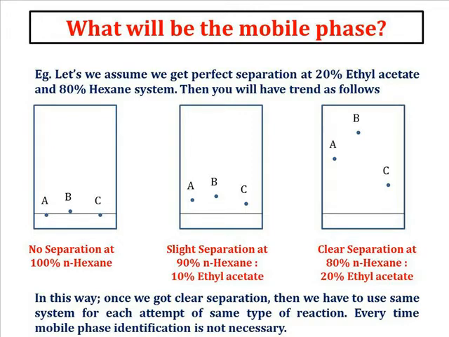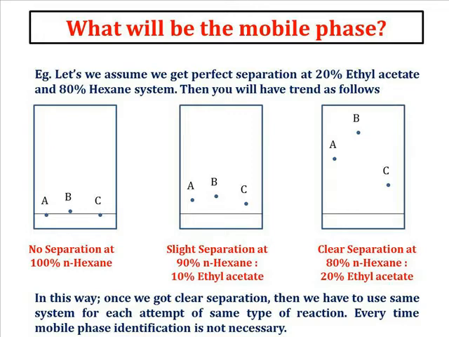In the figure you can see that on 100% n-hexane, the spots are almost on the baseline. On 10% ethyl acetate and 90% hexane, they are moving upward, but it is very difficult to conclude that the generated reaction mass spot is different than the reactant. So for clear separation, we have used here 20% ethyl acetate and 80% n-hexane, and now you can see in the figure that separation is very clear, and we can conclude that the reaction is complete and we have a new product generated in our reaction mass.